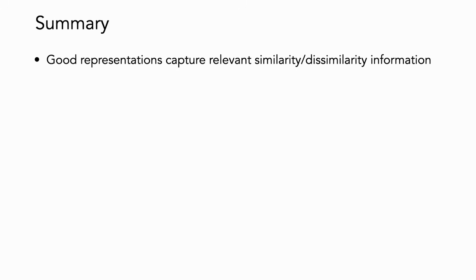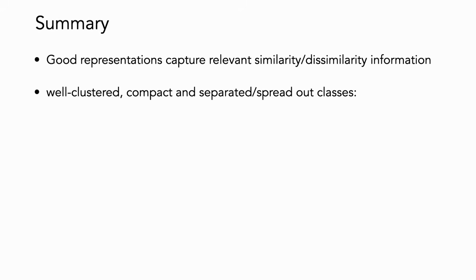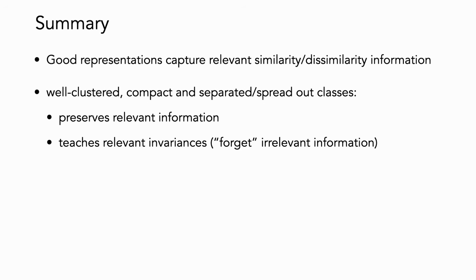Cool. So to summarize again, we tried to capture some dimensions of what makes a representation good, and specifically that good representations might actually be based on similarity and dissimilarity. We said that we want to make sure that representations are well clustered, that they're compact, and that they're separated, so the classes are spread out. We want to preserve relevant information, and we want to teach relevant invariances. We want the model to almost forget the irrelevant information, where here we're explicitly defining what's irrelevant based on, for example, in those self-supervised objectives, showing different augmentations that we want the model to be invariant to.